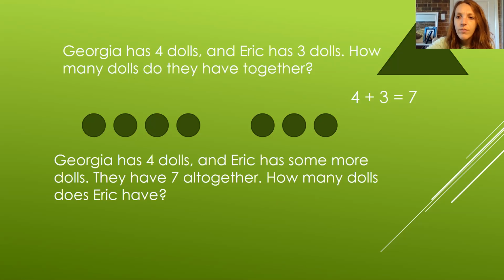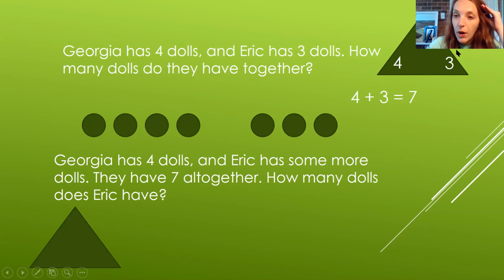We know Georgia, and I gotta move my screen so you guys can see. Okay, here you go. I pulled up here my triangle. That way I can see my part whole. So we're pausing. We're jumping back to the first one. Georgia has 4 dolls. Eric has 3 dolls. How many dolls do they have together? 7. So I know 7 is my whole, and 4 and 3 are my parts, right? Part, whole. Okay. Now here, Georgia has 4 dolls, right? But that's just a part.